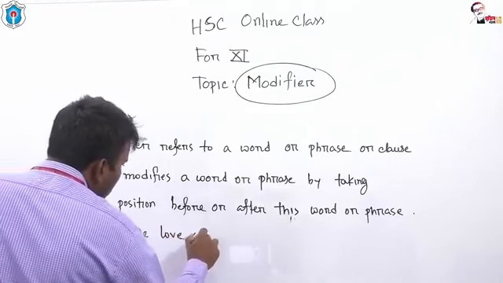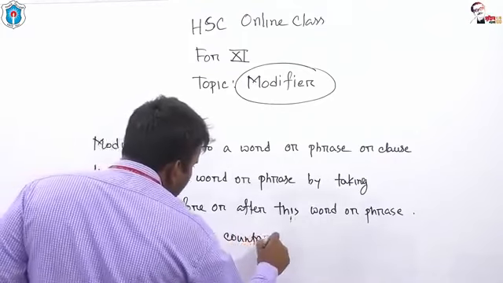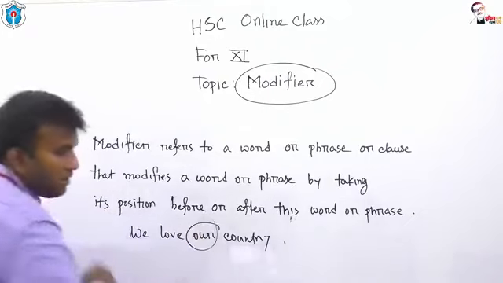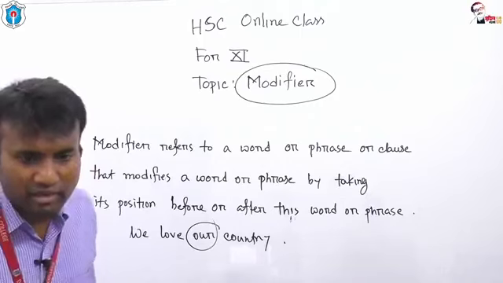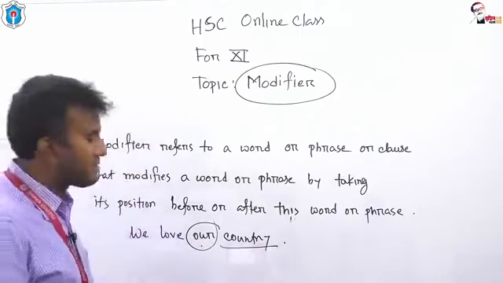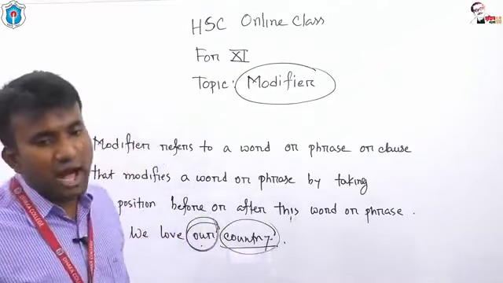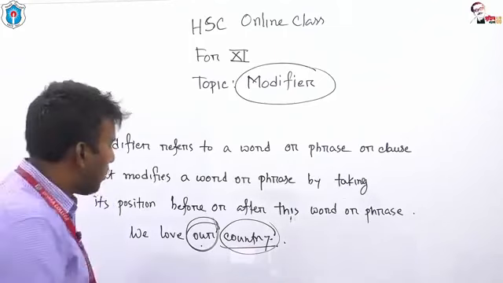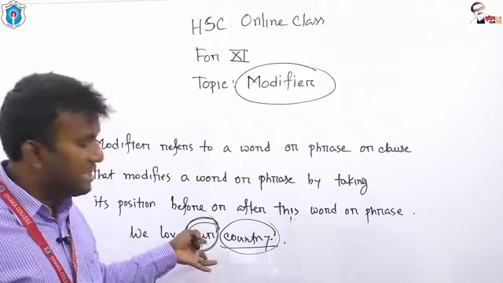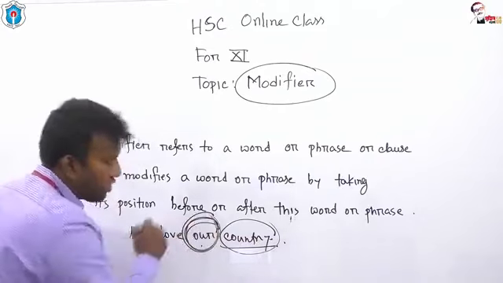We love our country. Look at my desktop. We love our country. Here "our" is an adjective because it modifies "country." It qualifies "country," and "country" is a noun. That's why we can say "our" is an adjective. It modifies a noun, and this is actually called possessive.